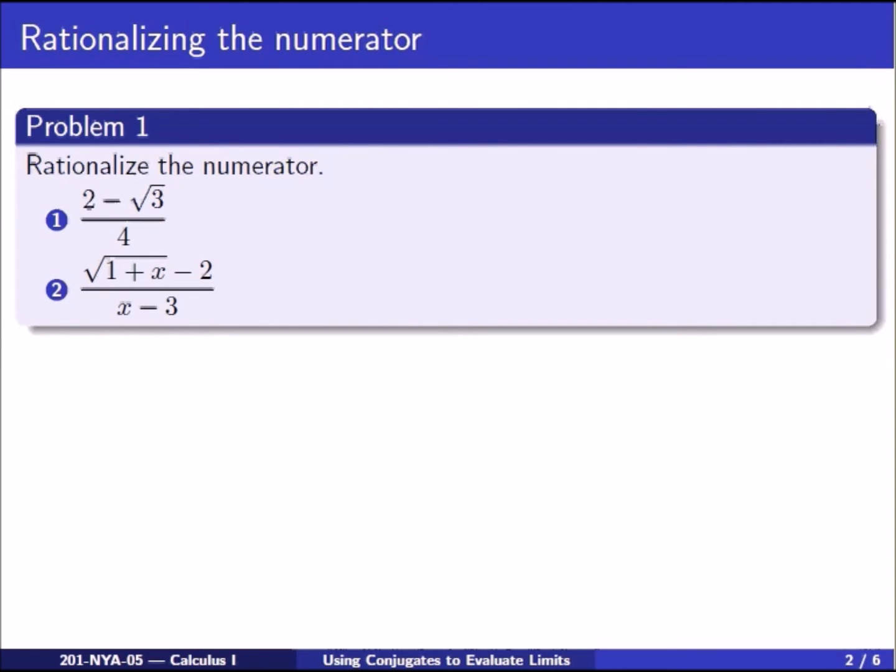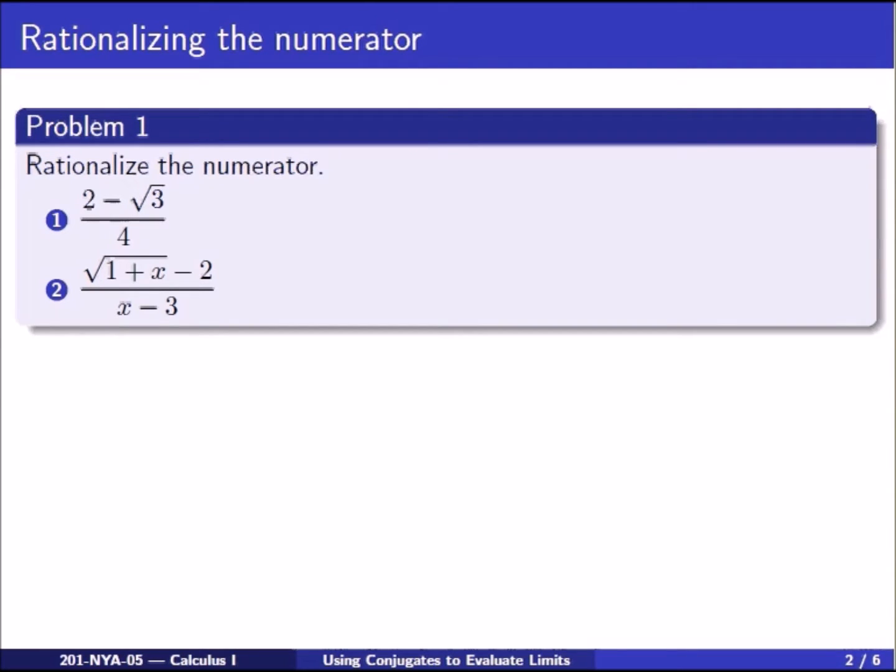So in this particular example, we're rationalizing the numerator. So the numerator typically contains a radical, and we want to rewrite the expression differently so that the radical does not appear anymore in the numerator. So let's first start with (2 minus root 3) over 4.